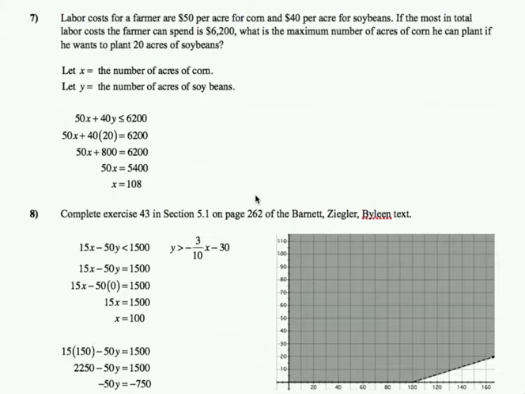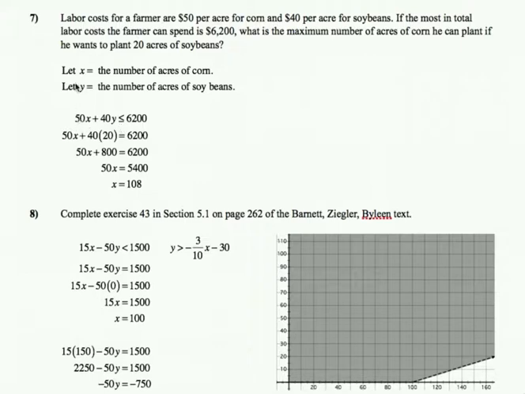In question 7, we're told that labor costs for a farmer are $50 per acre for corn and $40 per acre for soybeans. And if the most in total labor cost the farmer can spend is $6,200, we want to know what the maximum number of acres of corn he can plant would be if he wants to plant 20 acres of soybeans. So this is an inequality with his total labor costs being no more than $6,200. No more than translates as less than or equal to in an inequality.